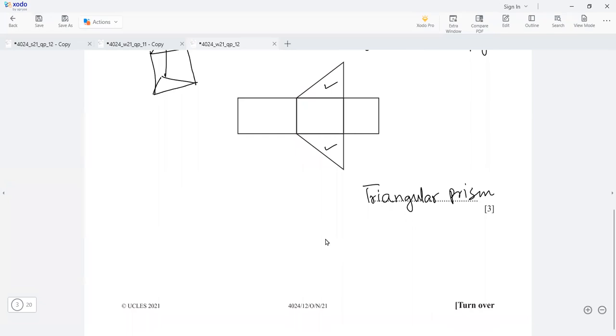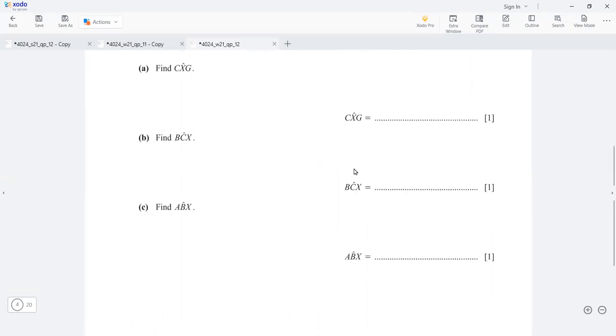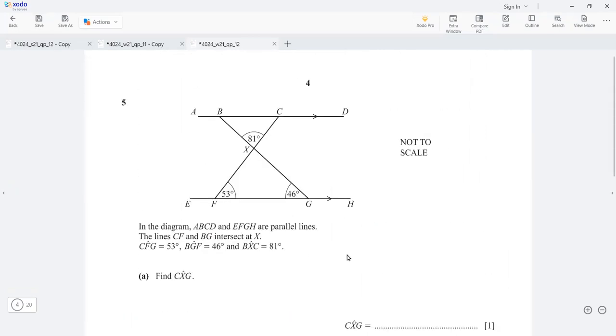So you must know mensuration rules, the types of shapes, how to draw the nets, and, when nets are given, how to draw the shape and figure out what kind of shape it is. In the next question, it's an angle property question. In angle property, you can see two lines are parallel. Line AD and line EH are parallel, and some of the angles are given.